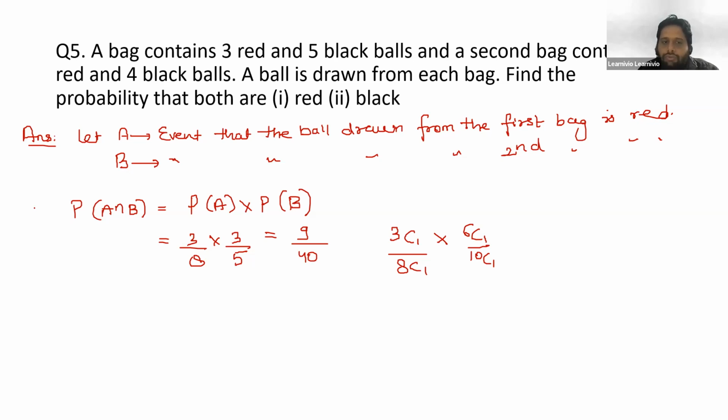So what do we have to find? First is red, second is also red. So we are using AND, that's why we will use intersection. You know that P(A intersection B) is P(A) into P(B). Just find the probability of A, find the probability of B, and multiply these two. You will do it like this. I have written the answer here. So please refer to the calculation and share the answer for both the parts.